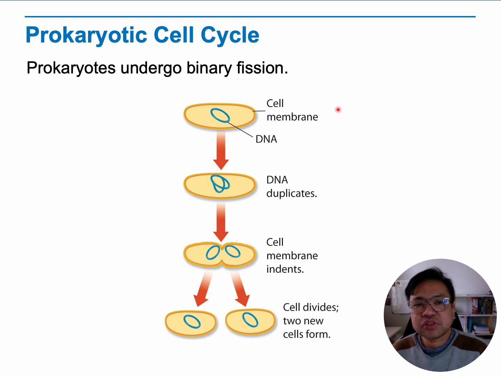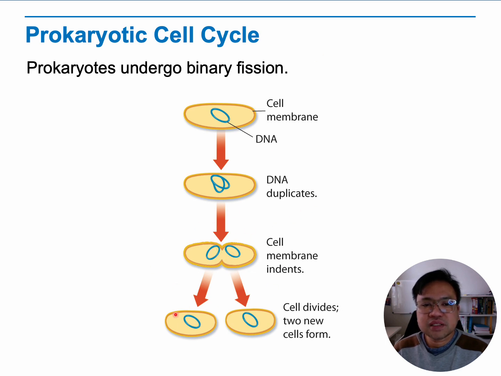This diagram illustrates the steps involved. The process begins when the cell grows to a certain size. At this point, the cell begins to duplicate its DNA, as shown in the second step of the diagram. Once the DNA has been duplicated, the two DNA molecules attach to different regions of the cell membrane. The cell then begins to indent and pinch inward, as shown in the third step.